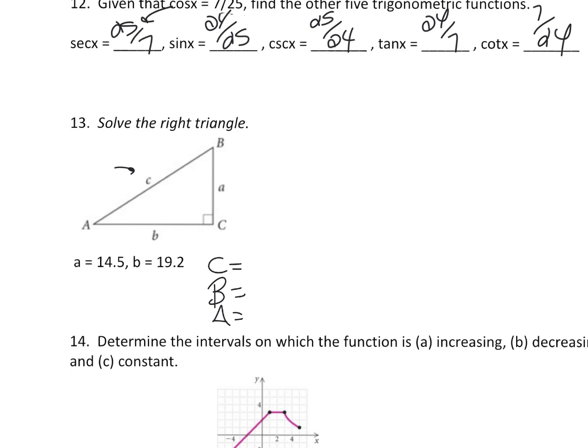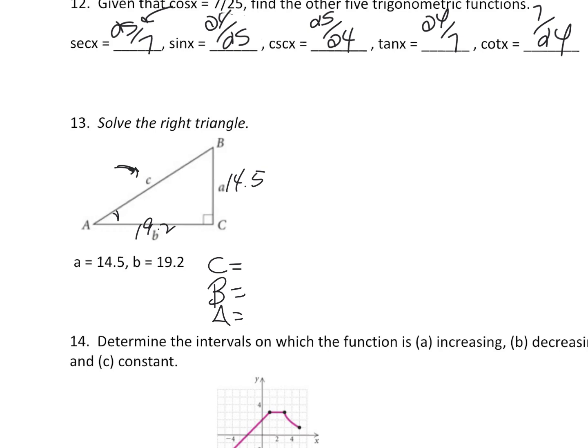Okay, so here's what I know. Side A is 14.5. Side B is 19.2. So one thing that looks pretty easy to me, I'm going to find little c first. No, I can't. I got to find angle A. I can't find C yet. Actually, you could do Pythagorean theorem if you want to and find C, but I'm going to wait and do some trig there. So I'm going to do angle A.